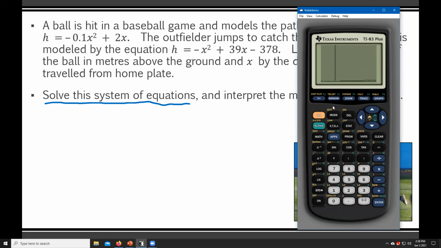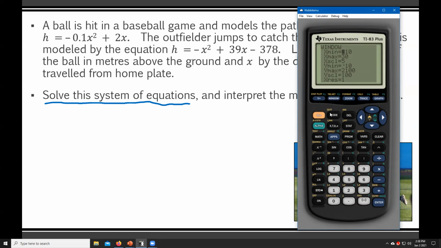Clearly, we're not getting anything. We have to change our window here. So if we're thinking about a window in this case, remember that h represents the height of the ball above ground in meters, and x is the distance the ball has traveled from home plate. It's kind of hard to say in terms of a baseball diamond if you're not too familiar with that, because x again is a distance this time.